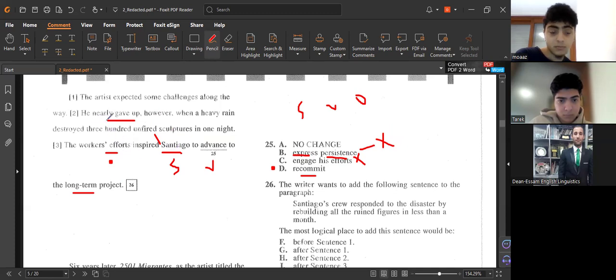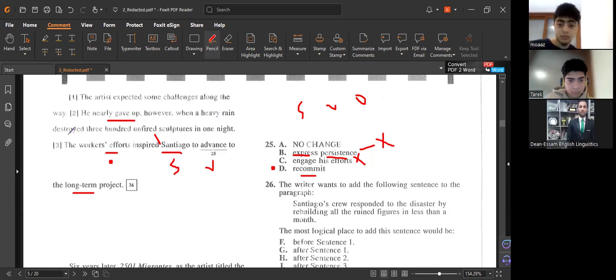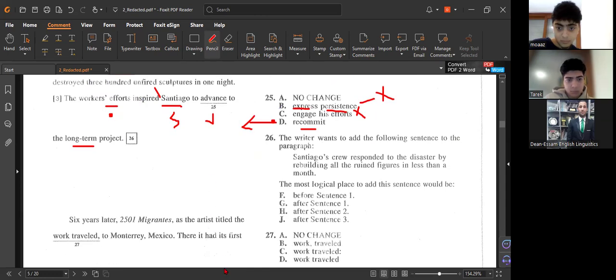He said here he nearly gave up. But when a heavy rain destroyed in one night, the efforts of the workers helped him to continue. You feel it? That's why. So here letter D is to continue his work. So he didn't give up. How about 26?